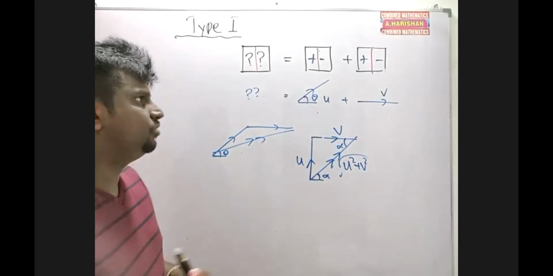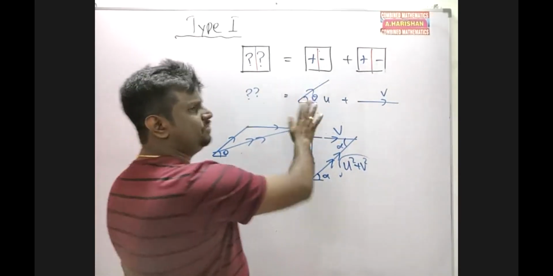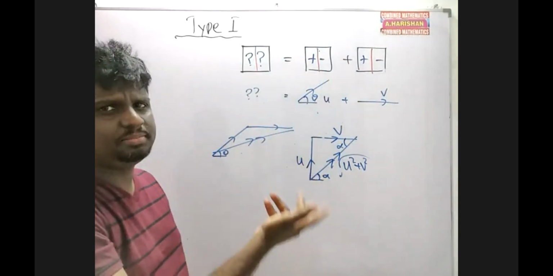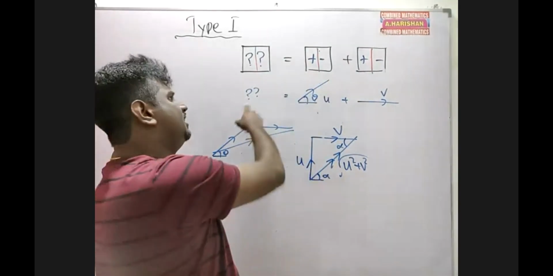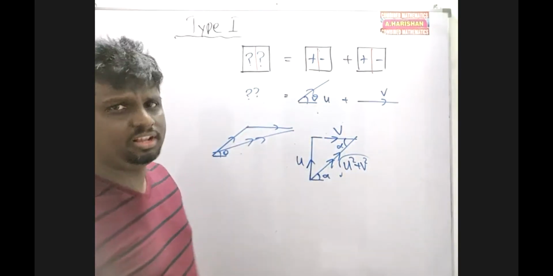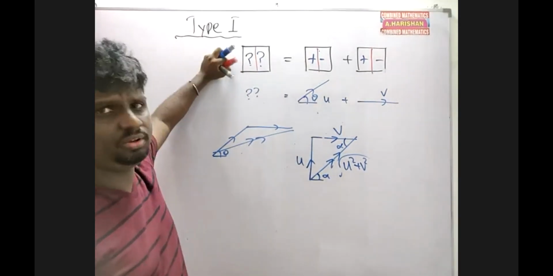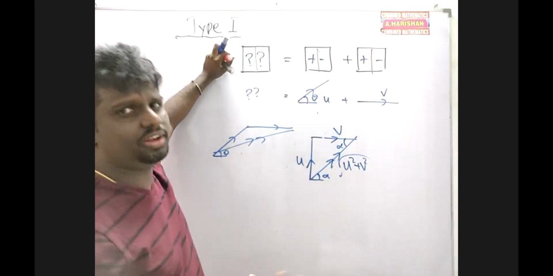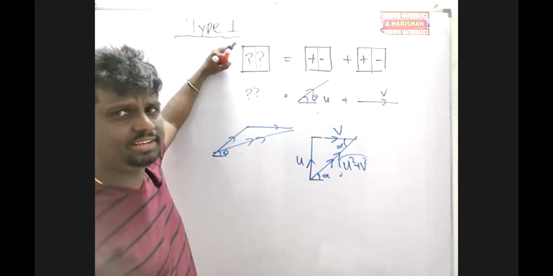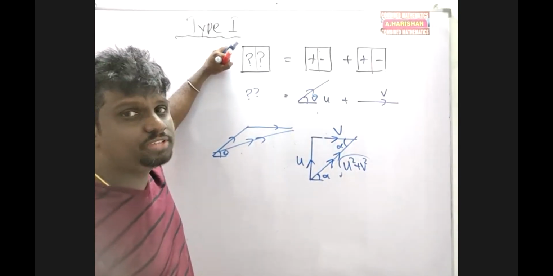So we call this type 1. Why do we call it type 1? Everything is given, plus minus given, plus minus given, and they ask plus minus. That means they ask for the magnitude and the direction of the same component of the same velocity. Same velocity, magnitude and direction, they ask. That's why we call it a type 1 question. So don't write that. I will give notes now, and try to understand how the types are coming.